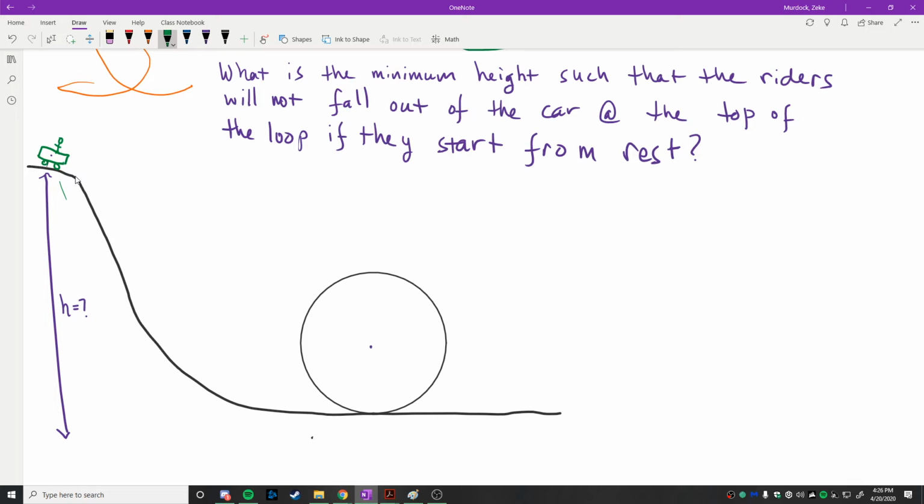So if we start from rest, the initial velocity here, v naught, is going to be equal to 0. If that's the case, then what's the minimum height need to be such that the riders do not fall out of the car at the top? So you're designing this thrill ride. And if you've ever ridden on a roller coaster like this, you probably know as you ride down the ramp like this, you eventually get to the bottom, right? And once you get to the bottom, what do you feel when you get down to here, once the car actually gets down to this location here?